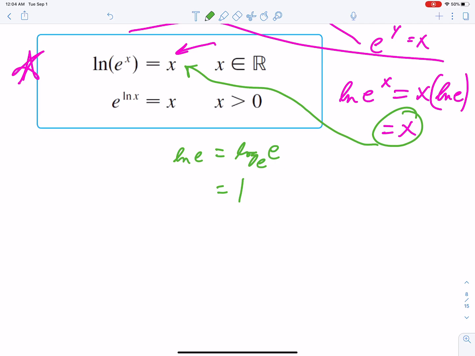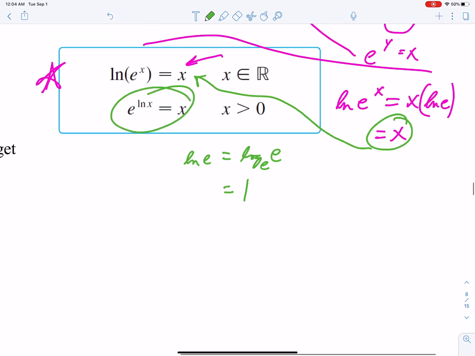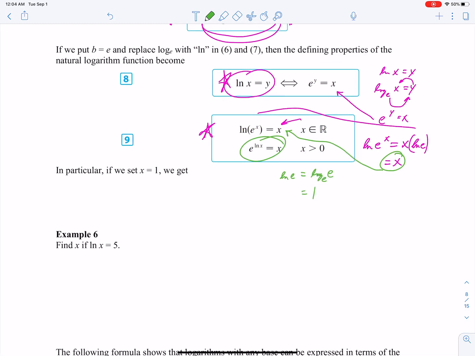All right, and know this one as well. E to the power of natural log of x equals x as well. All right, so here we go.